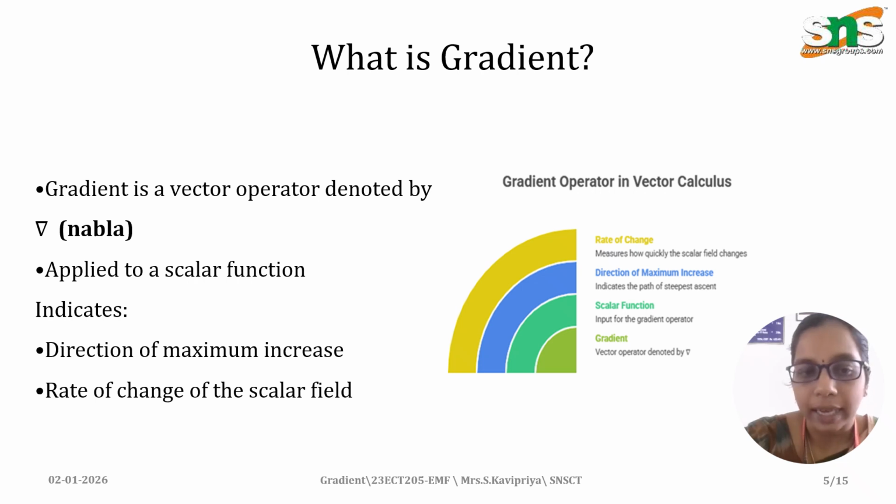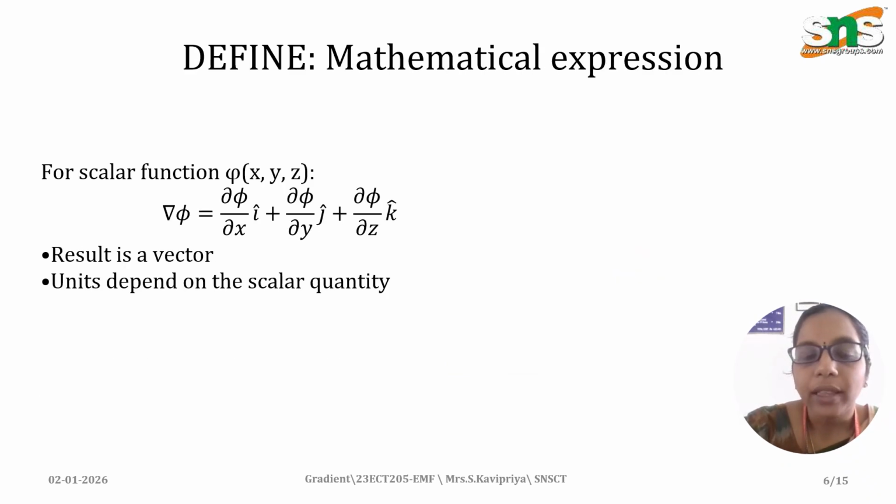It is denoted as nabla. Gradient is applied to a scalar function, so the gradient of a scalar is a vector. By using this gradient, we can determine the direction of the maximum increase, and also the rate of change of the scalar. And this is the mathematical expression for gradient.